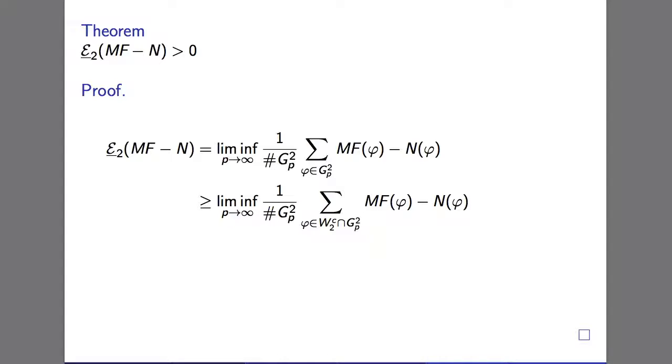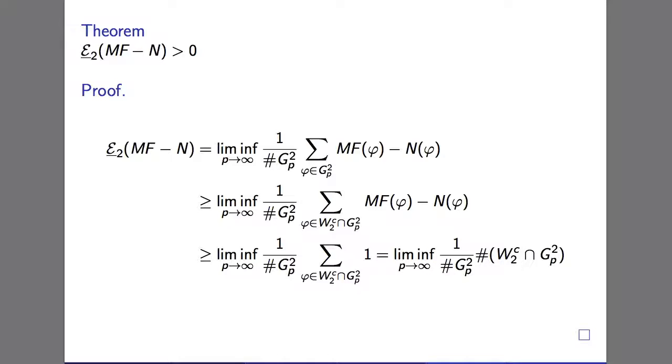What did I do here? Instead of the sum over all homomorphisms here, I'm taking the ones which are only in the complement of W2. That would be the non-beckon ones. And this is greater because this is a smaller set. If it's in W2, it's not beckon. That means the minimum number minus the Nielsen number is at least 1. And so this is bigger than this sum. But this, you're adding 1 here. This is just the number of things in that set. And then this is the definition of the density of this set.